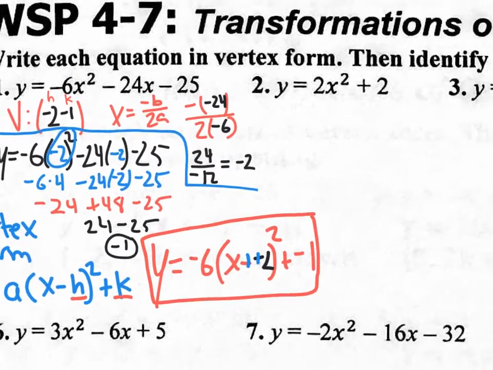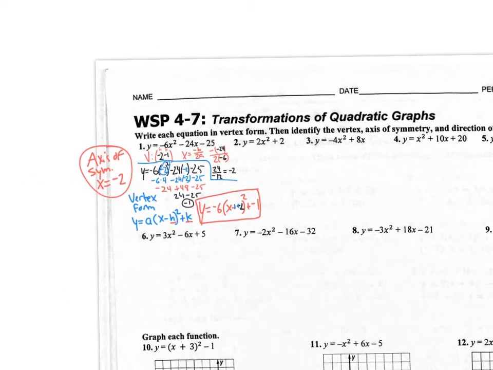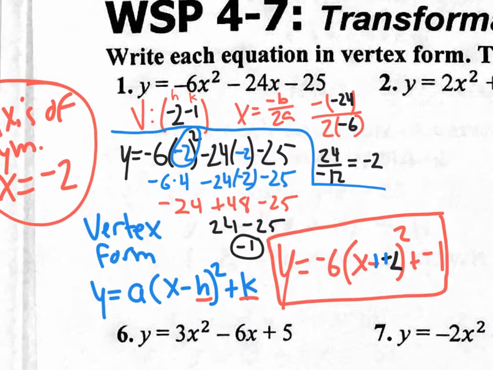What else does it ask us to do? And the direction of the opening, well, that's super easy. Is this parabola going to open up, or is it going to open down? If your a value is negative, it's going to open down. Okay, so we answered all the questions to number 1.